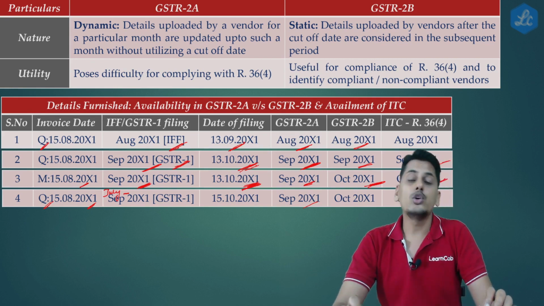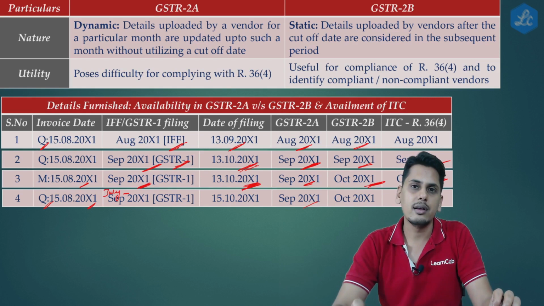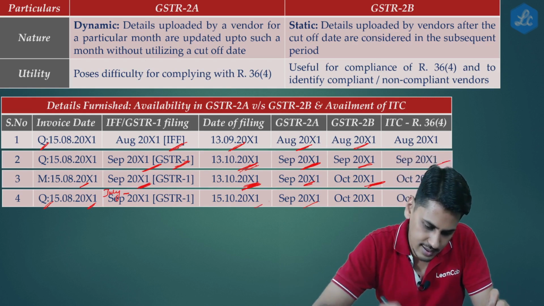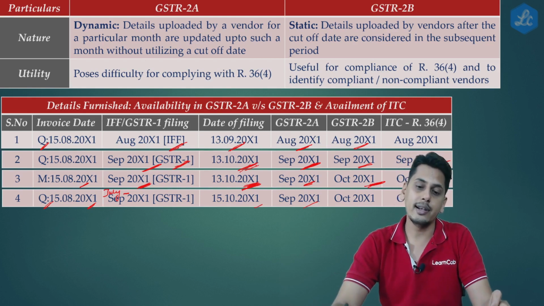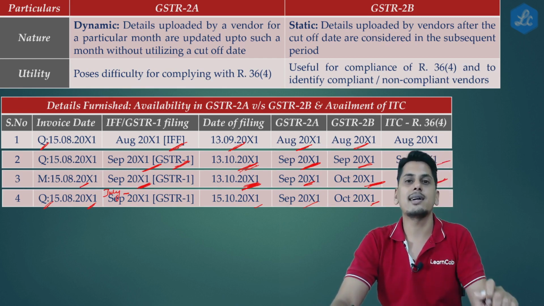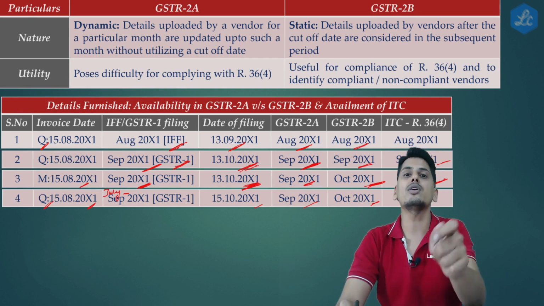The next month. To appear in 2B of October, the filing should have happened by 13th of November. Has it happened? The answer is yes. So therefore, it is going to appear in 2B of October. You want to cross check it? For October, what is the cutoff date? It is 13th. Since this fellow is a quarterly fellow, 13th of November.